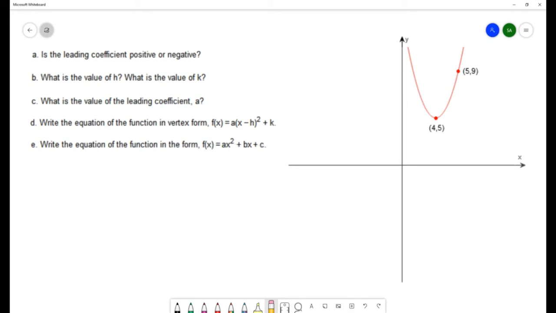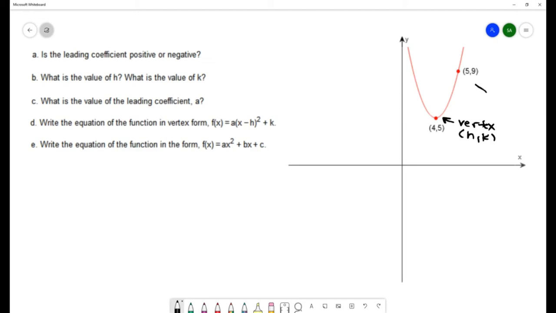And what we want to take notice of is that a couple points have been marked for us. This point here is the ordered pair (4, 5), and it's marked right here. This is a special point on the graph. This is the vertex. And we label the vertex with the ordered pair (h, k) in our formulas.